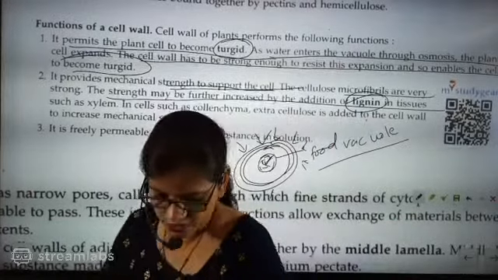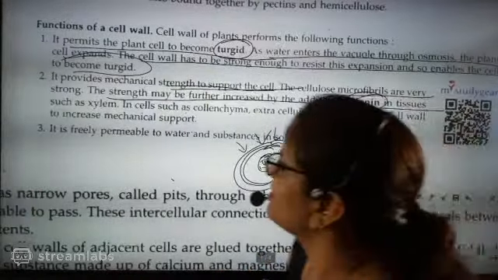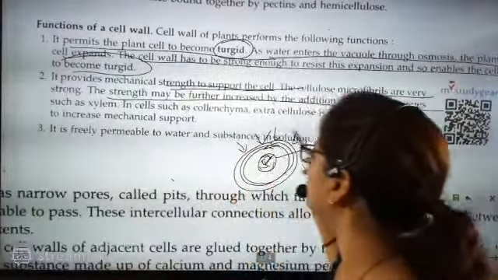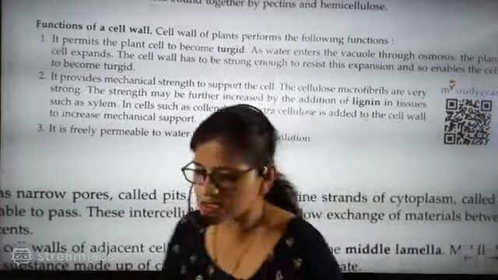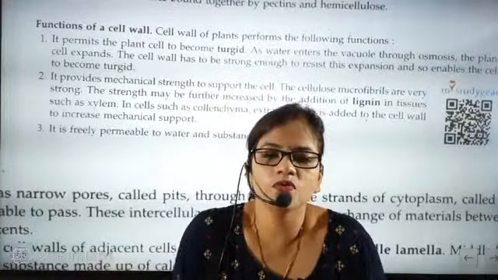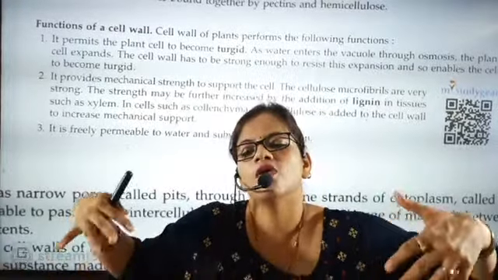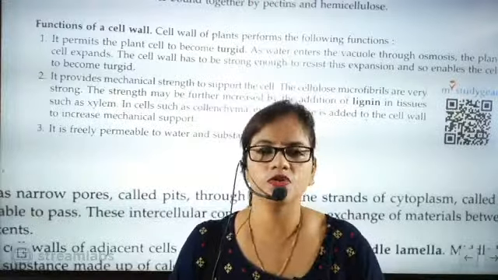Animal cells have small vacuoles. Absolutely correct. Now, beta, I have the last 1 minute with you. It is freely permeable to water and substances in solution. Correct, beta. It allows ions, water, everything to go inside and go out. But when it crosses its limit, it is going to stop its extension. And this is the cell wall.